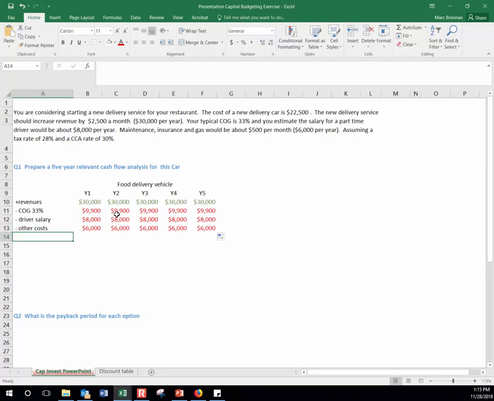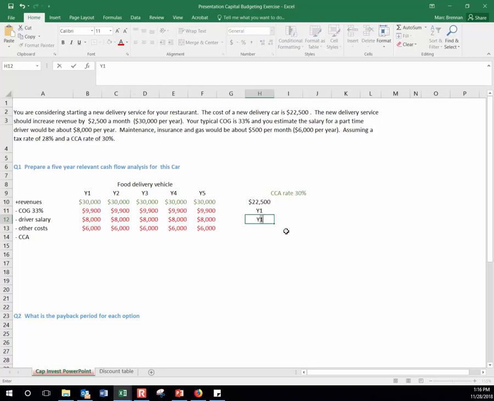Now the next part is where we have to account for our capital cost allowance. For this, we need to do something a bit different. We need to have a CCA rate of 30%. Let's write down first how much the investment is initially worth. The initial investment is $22,500. That's how much the car costs.